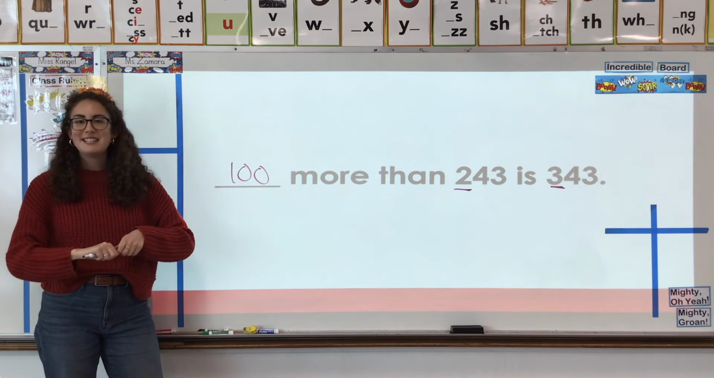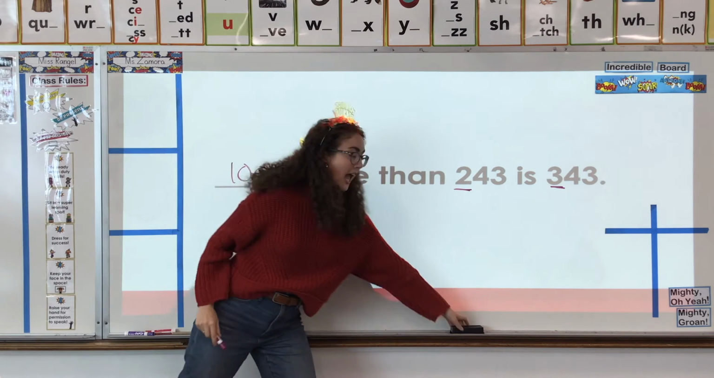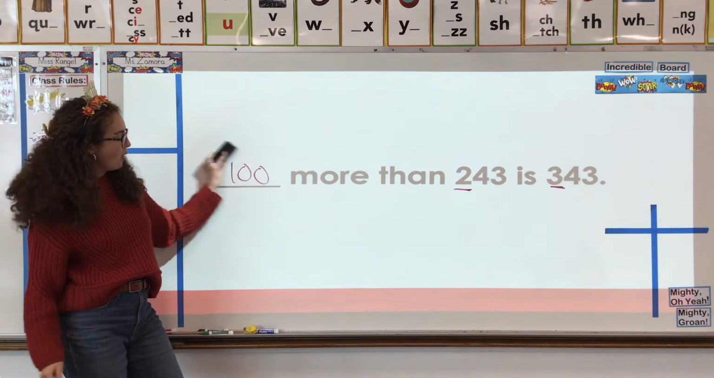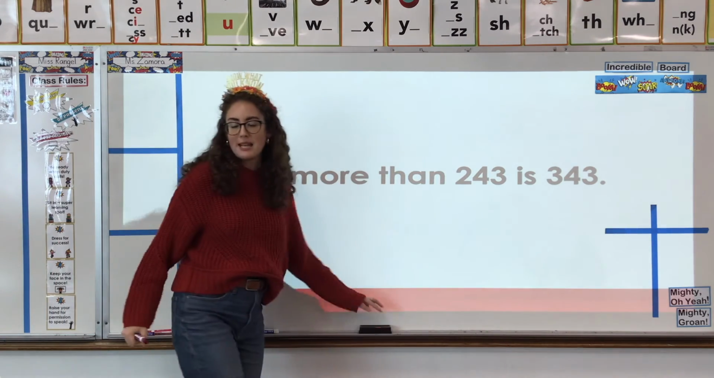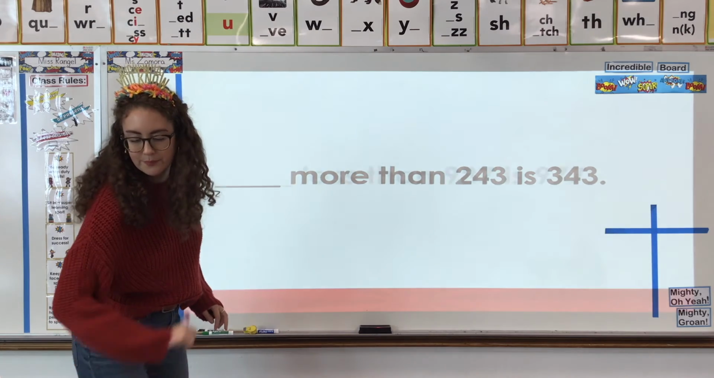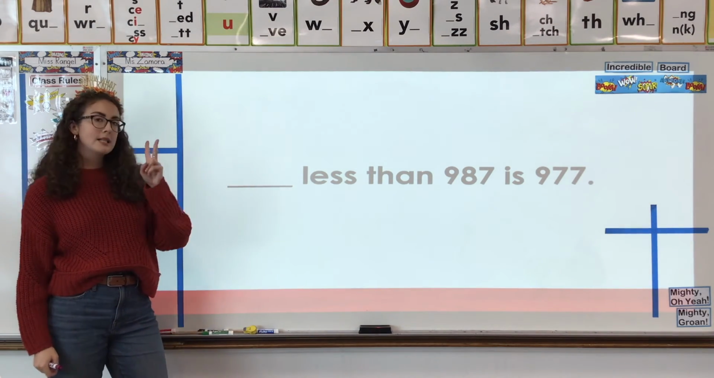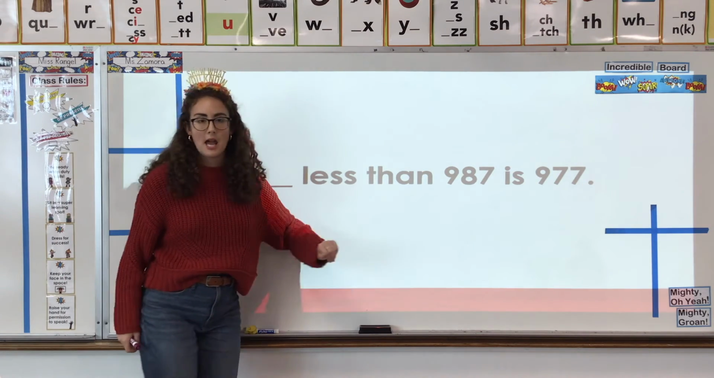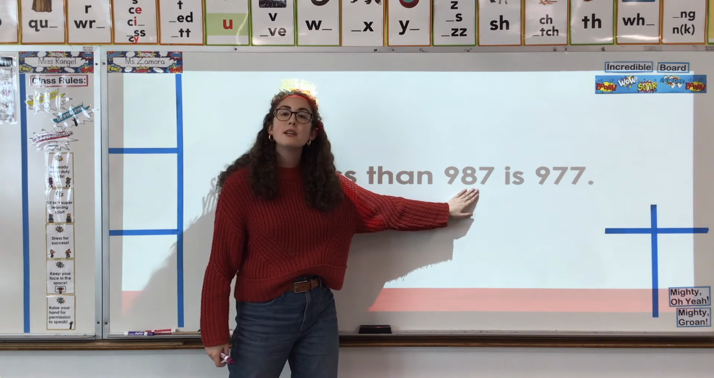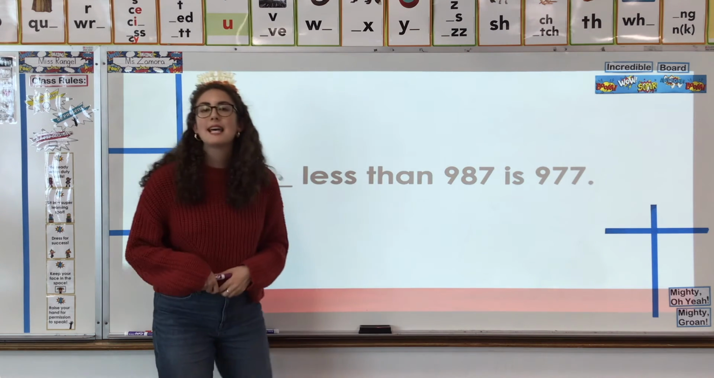Good job. Okay, this next one, I want to see if you can spy with your own eyes. So let's take a look. Can you make sure to write this on your board? Let's see. So we're missing 1, 10, or 100. Less than 987 is 977.